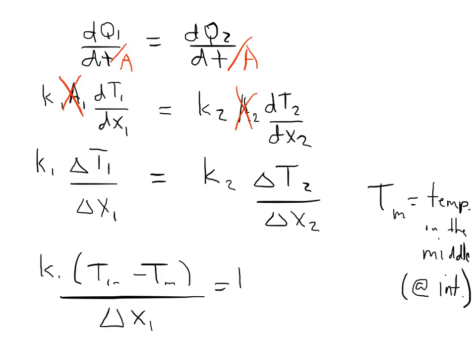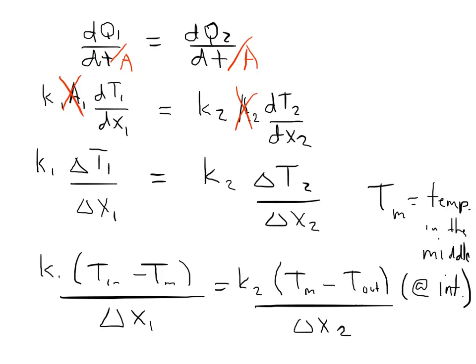And then this has to be equal to K2 times delta T2. So it's the temperature in the middle minus the outer temperature divided by delta X2. And so if you'll note, this is T in minus Tm, and this is Tm minus T out. And I've written it specifically in this way because the inner temperature is hot, the outer temperature is cold. This temperature ought to be intermediate between them somewhere. I'm not sure exactly where yet, and I'll find out. But you have to write them in the correct order, otherwise you'll get the expression backwards.